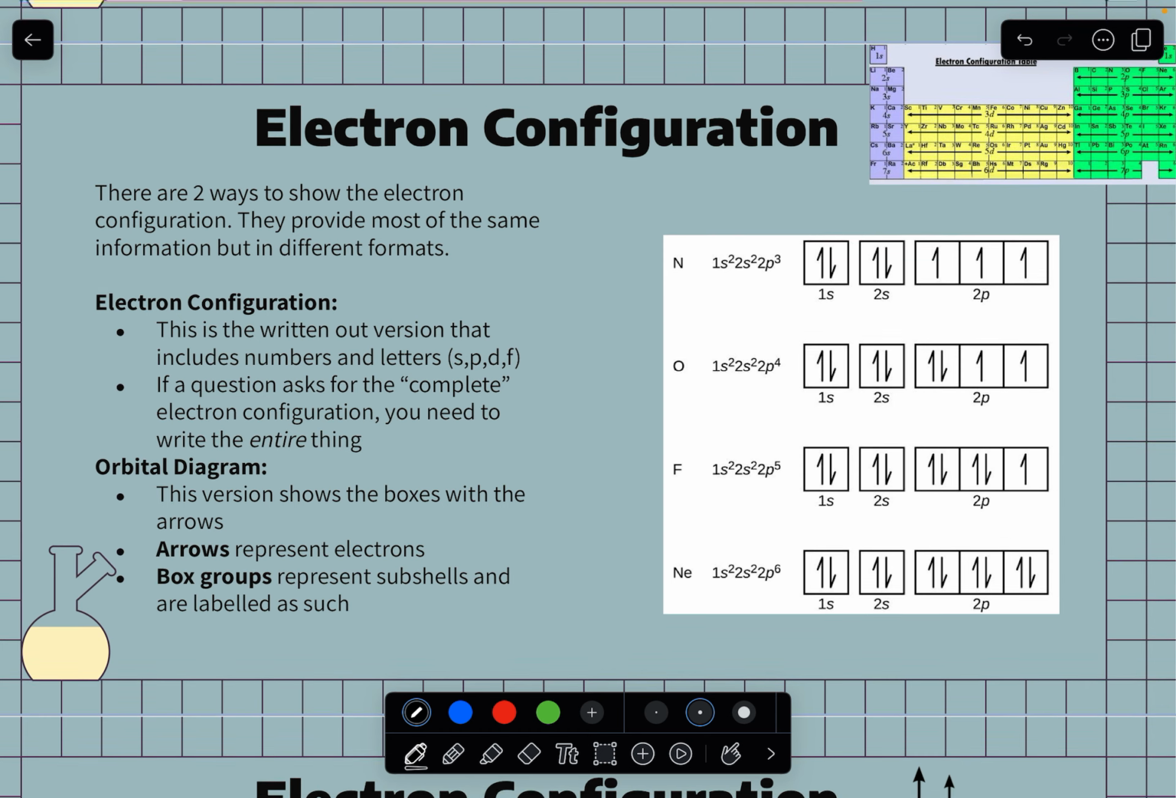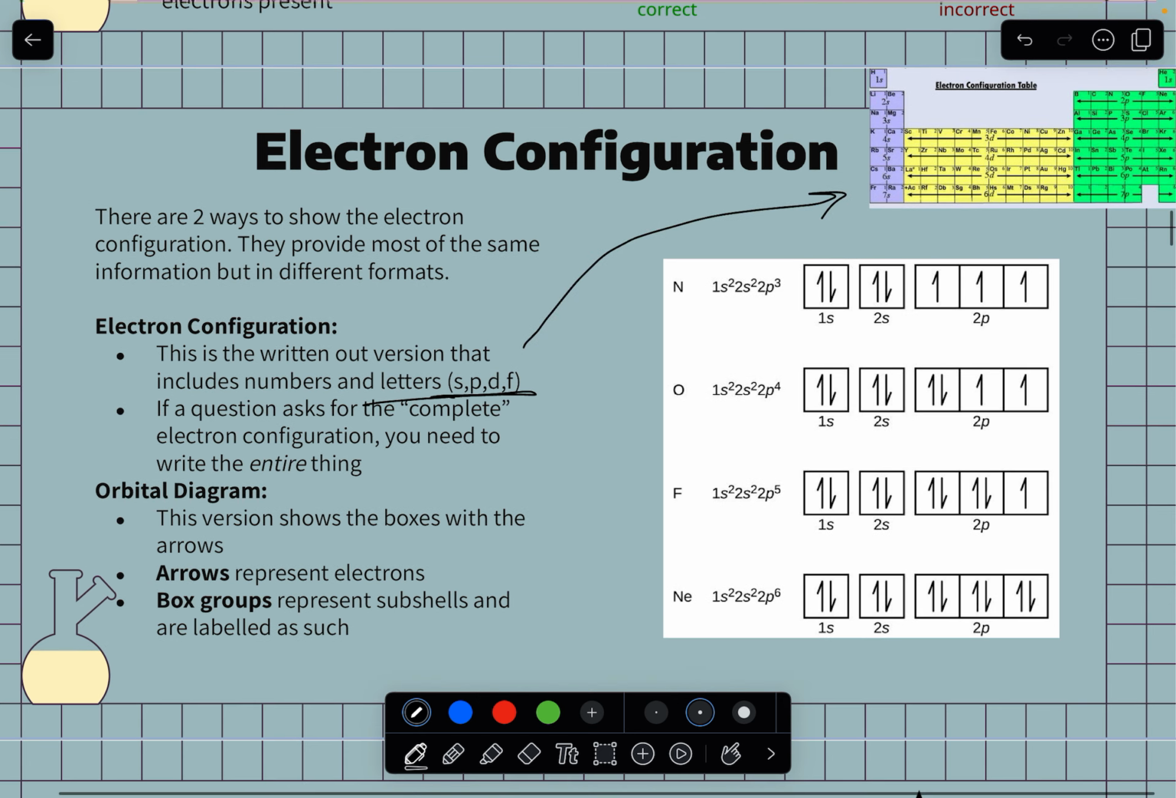Remember, we have numbers and letters, and the letters talk about subshells: S, P, D, and F. Those are regions of the periodic table. The first 2 columns are the S. The green area on the right is your P. The yellow in the center is your D region. The lanthanides and actinides, the 2 rows detached on the bottom, are your F block.